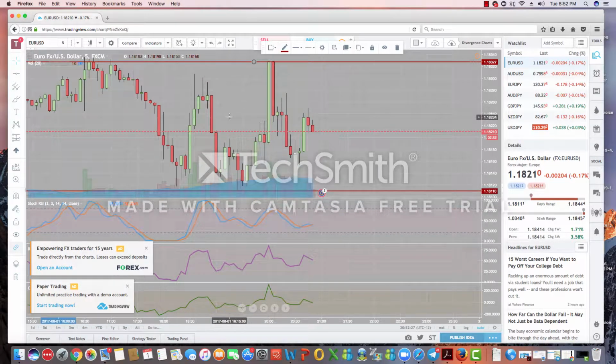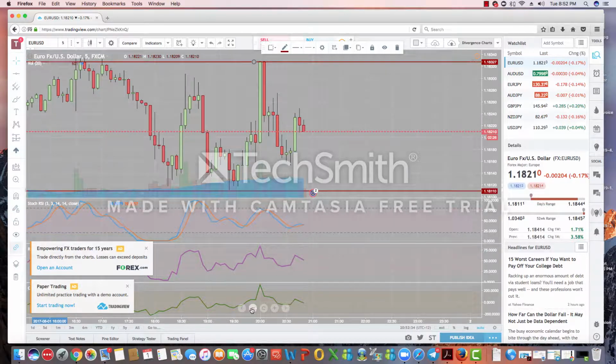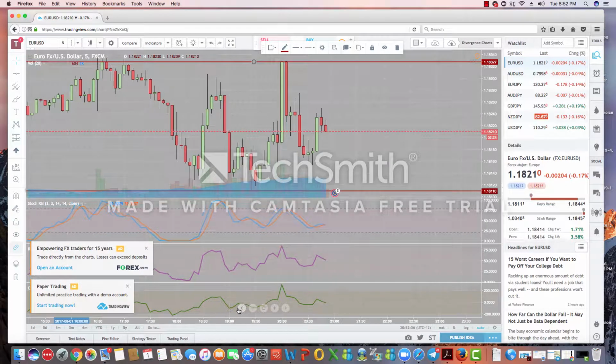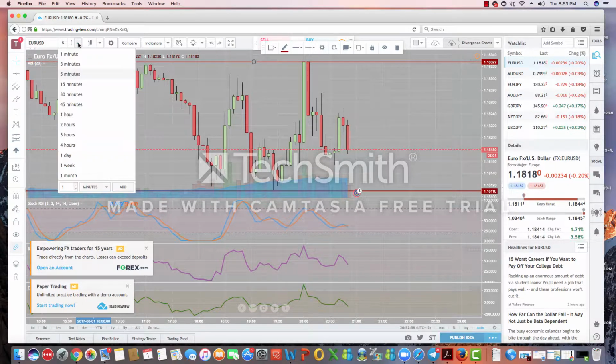What I don't like about this chart at the moment is the candles are various shapes. You've got these tall ones, you've got these kind of dojis and all sorts of stuff going in here, and I like my candles to be of a similar length and not too many wicks. But let's see what's going on the M1.